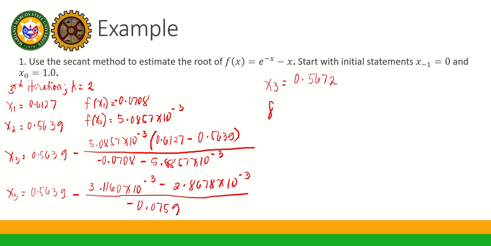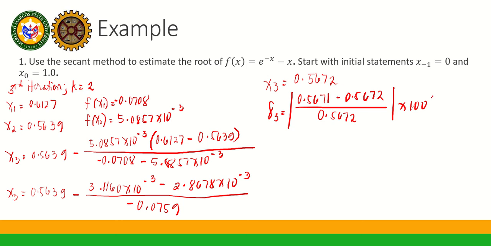0.5672. And if we are going to compute for the percent error, that will be 0.5671 minus 0.5672 all over 0.5672 multiplied by 100%, and we will get percent error equal to 0.02%. Okay, so this is very, very low. So, we stop our iteration here. Okay, so that is second method.